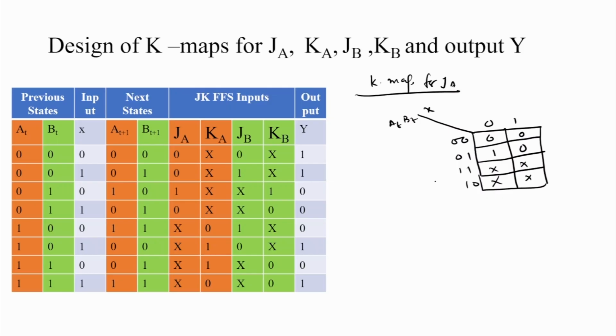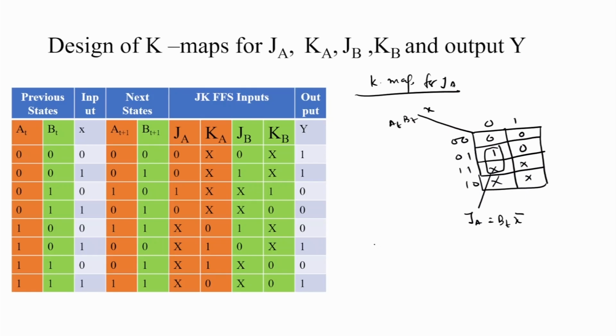Then we find a group of ones. These two are adjacent squares, so we take this X value as 1, and here we write JA in terms of AT and BT. BT is fixed, BT is 1, and here X is 0. This means JA is BT into X complement.